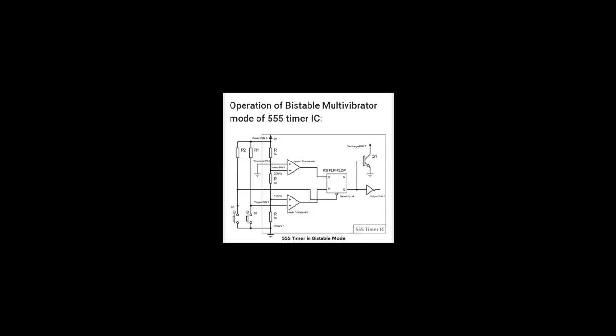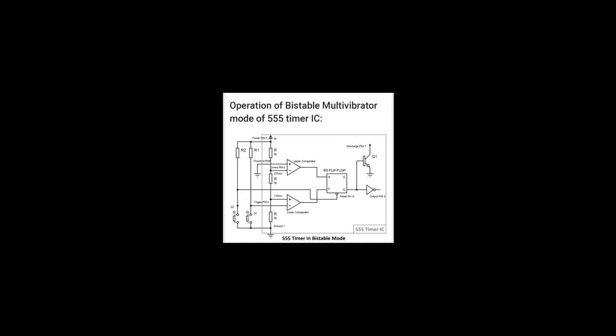Now we will see the working of this timer. As I said before, it is the easiest mode and doesn't require any RC circuits. The states are controlled by the trigger and reset pin. Trigger pin is the inverting end of the lower comparator, and pin number 4, that is reset, is the reset terminal of the SR flip-flop. Trigger pin is used to set the flip-flop and reset pin is used to reset the flip-flop.